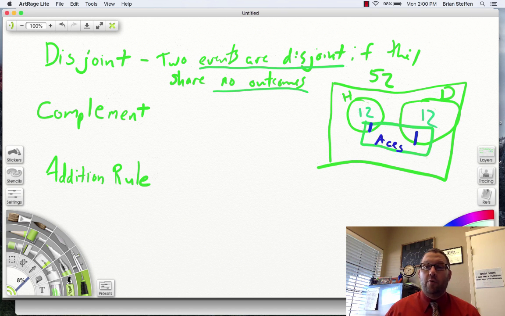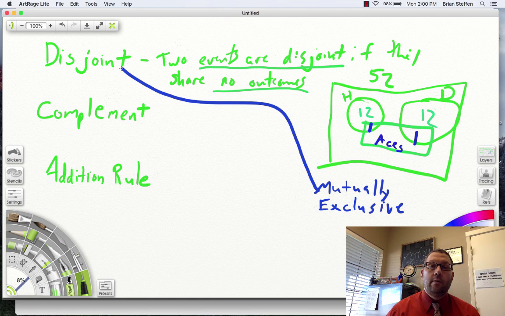So there's an overlap. So hearts and diamonds are mutually exclusive. Ooh, there is another word. Mutually exclusive is another word for disjoint. It's the same exact thing. This is equal to disjoint. They mean the exact same thing, no difference.